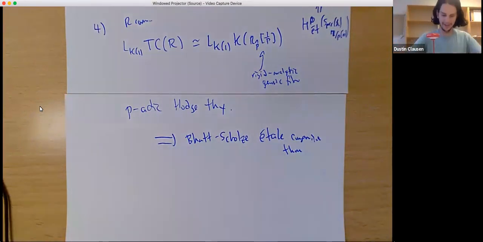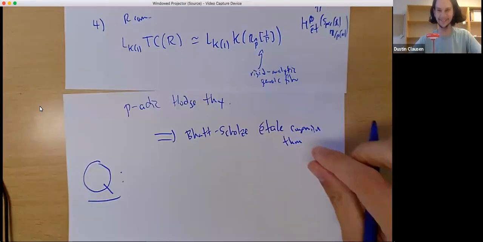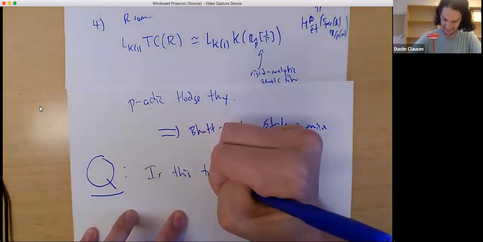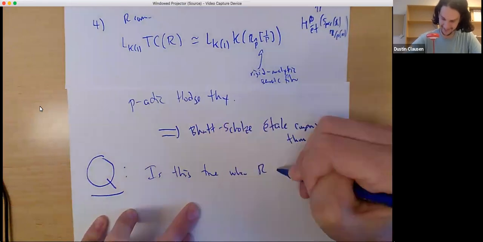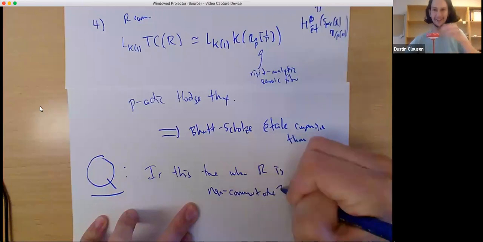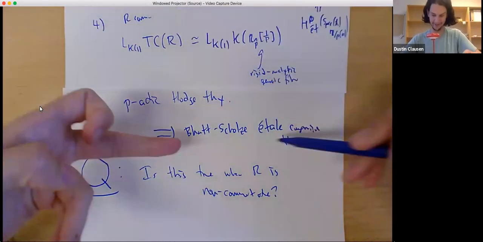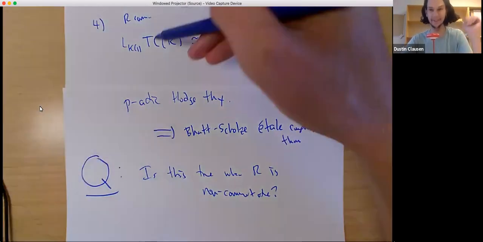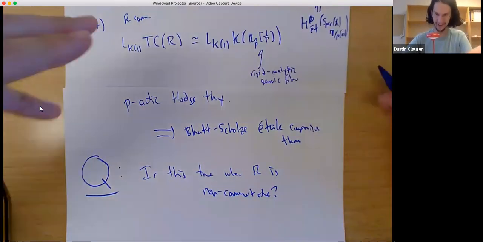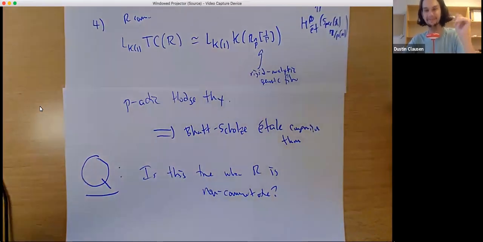Yeah. So now here's my question, and I'm writing it in capital letters because I think it's a big question. Is this true when R is non-commutative? In other words, is there a non-commutative p-adic Hodge theory? This really is the Bhatt-Scholze étale comparison theorem. It's another formulation of it, you could say. You can almost go back and forth between them. So it is kind of a refined integral p-adic Hodge theory statement. Is it true in the non-commutative case, and what does it mean?